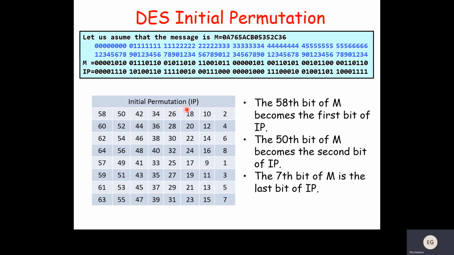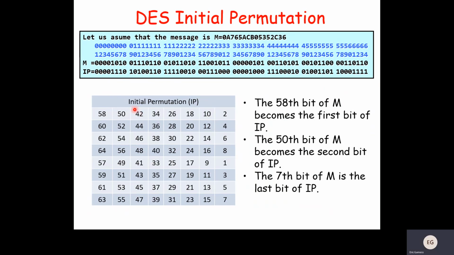So how do we get IP? The first bit of IP, which is this 0, will be bit 58 of the plain text message. Bit 58 is this one, it's a 0. So this 0 will come here. The second bit of IP will be bit 15 of the plain text. Let me find bit 15. Bit 15 is this one, it's a 0. So this 0 will be the second bit.